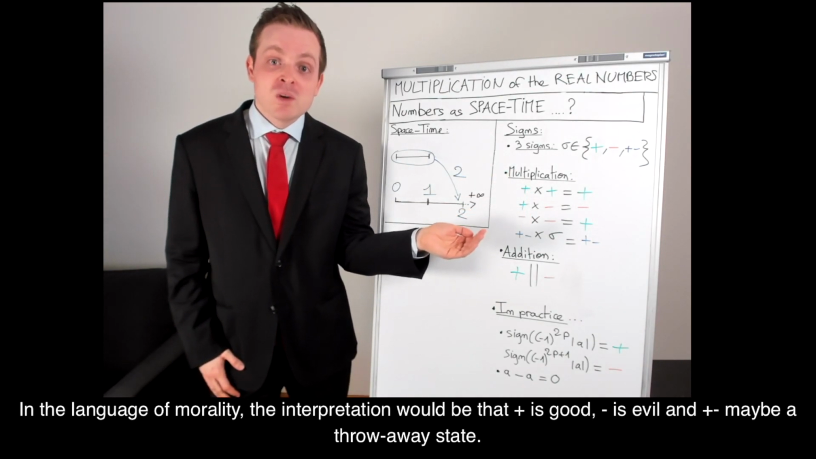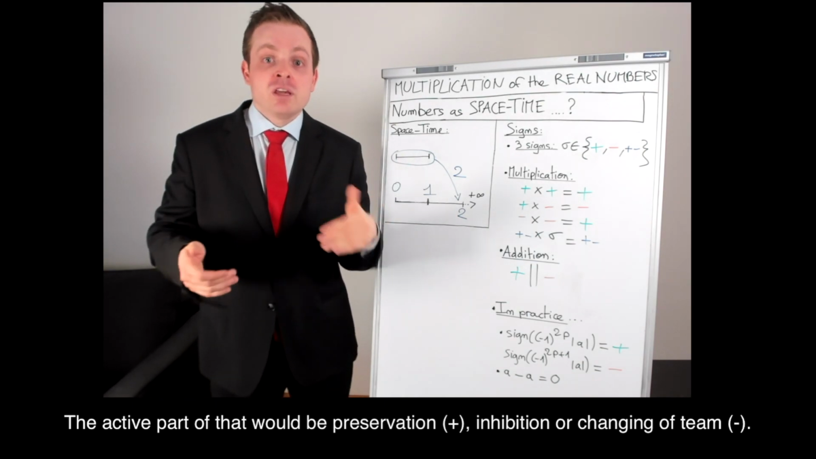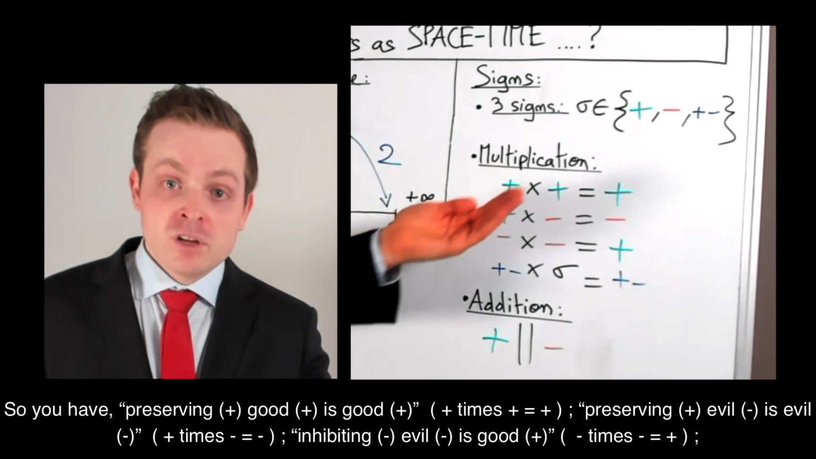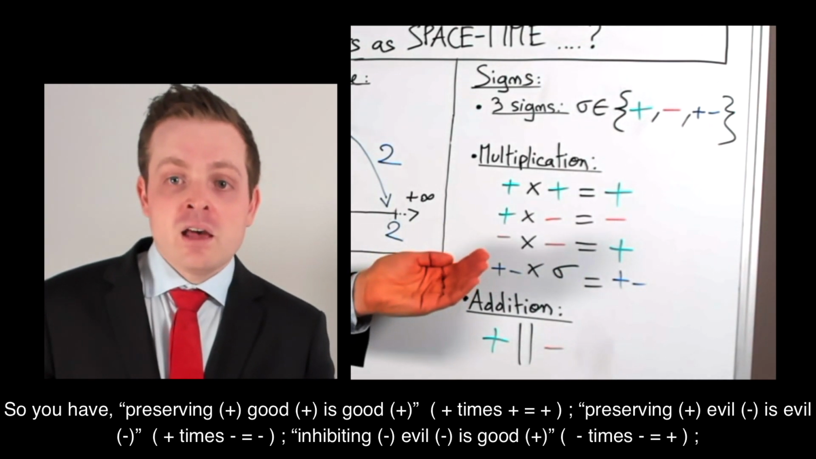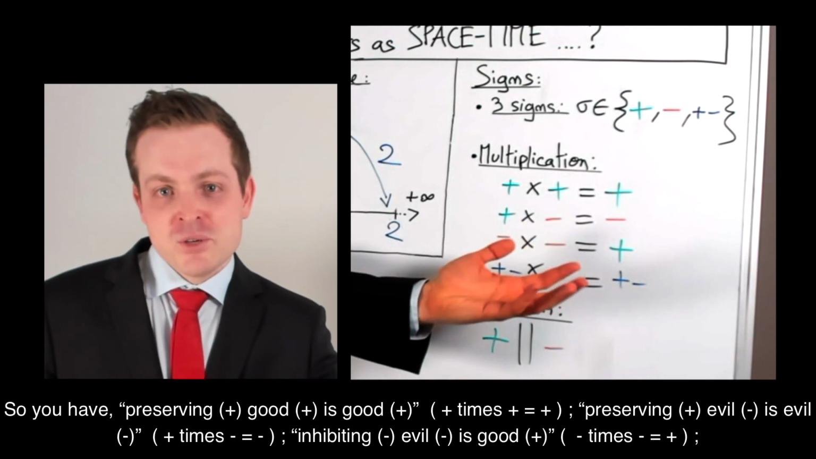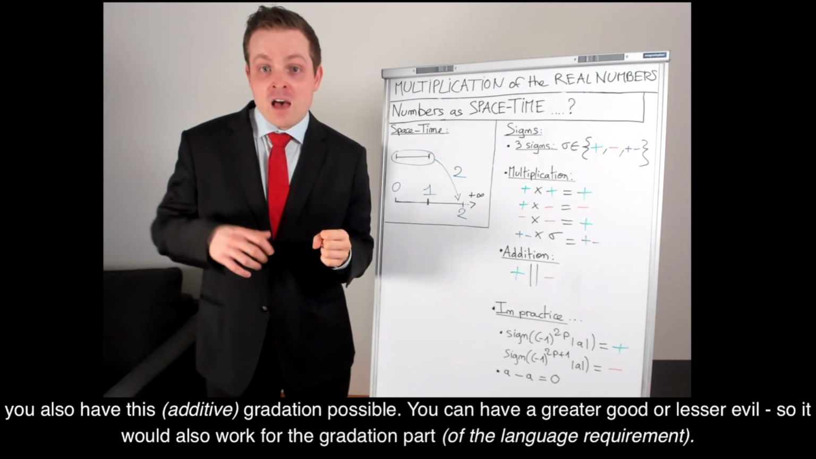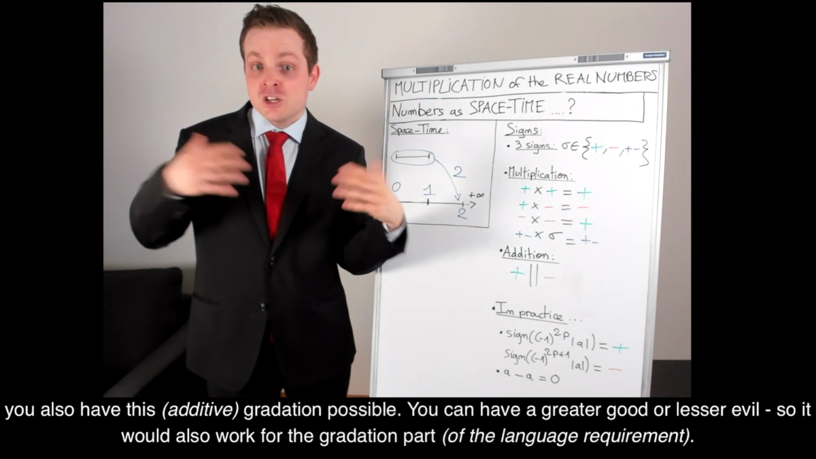plus minus is maybe a throwaway state, and the active part of that would be the preservation or the inhibition or changing team. And so you have preserving good is good, and preserving evil is evil, and inhibiting evil is good. And you also have this gradation possible where you can have a greater good or lesser evil, so it would also work for the gradation part.